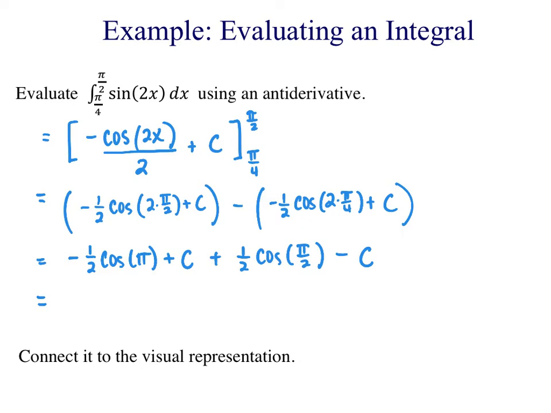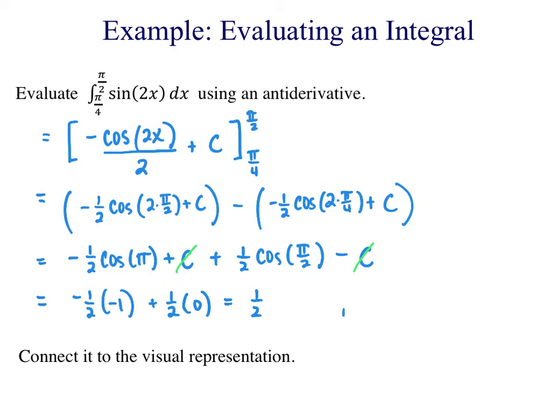Now the cosine of pi is -1, so negative 1/2 times -1. The positive c and the negative c cancel each other out. And then 1/2 times the cosine of pi halves, which is 0, so we're looking at 1/2.